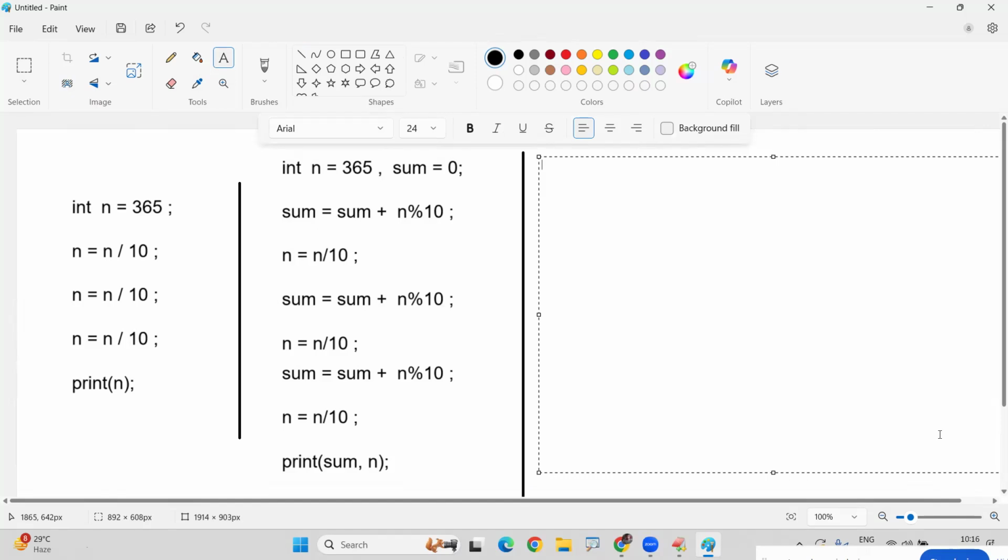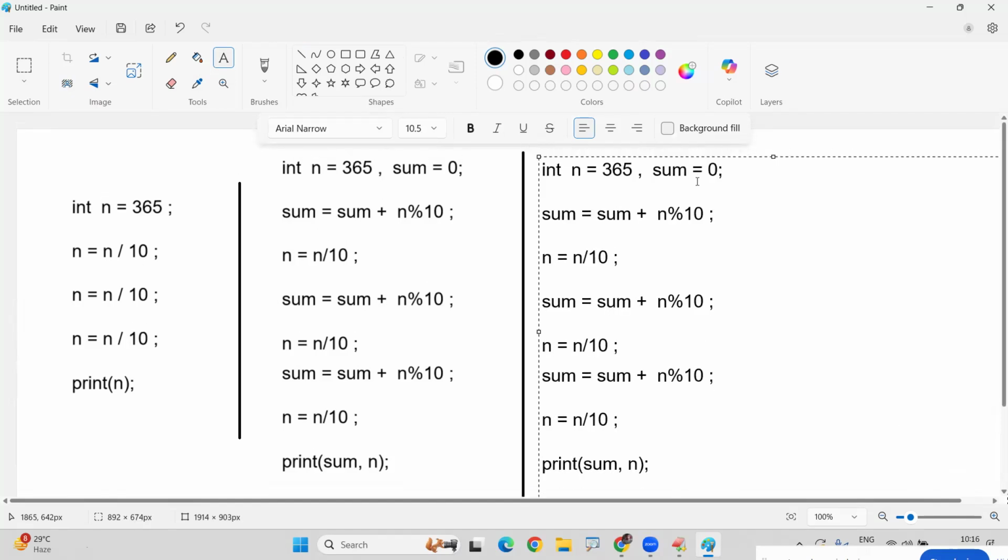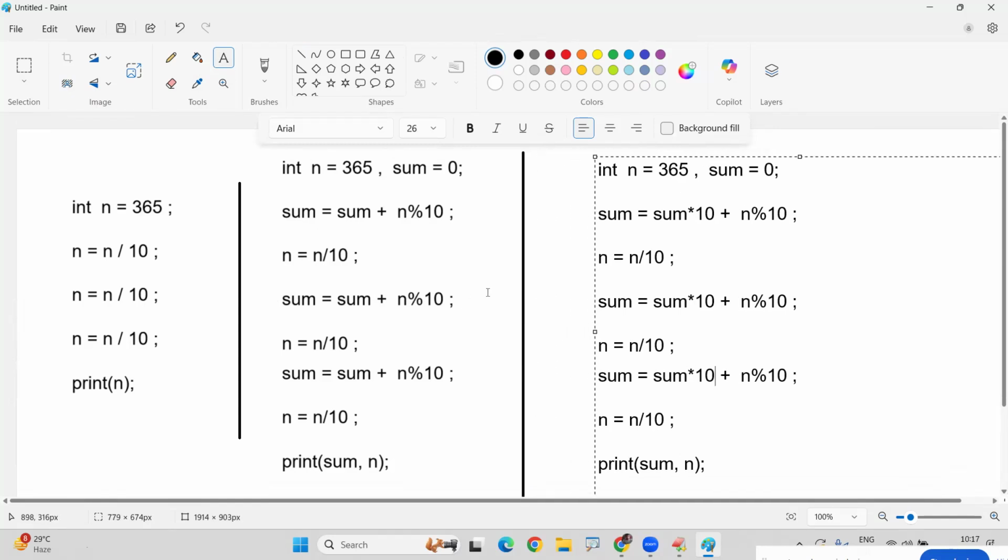Next one again. Into 10, just only into 10 I'm adding: sum equals sum into 10 plus n mod 10. Finally printing that sum value and n value. Please write these 3 programs. Note down all the 3 programs. And please try to write the logic for this.